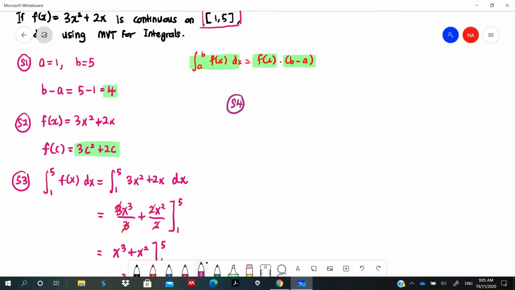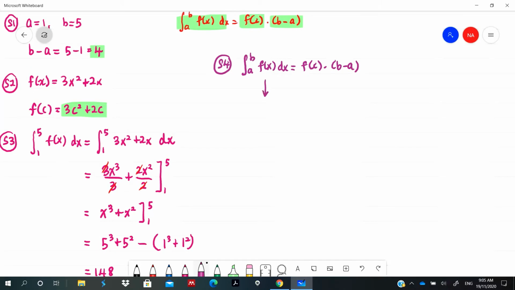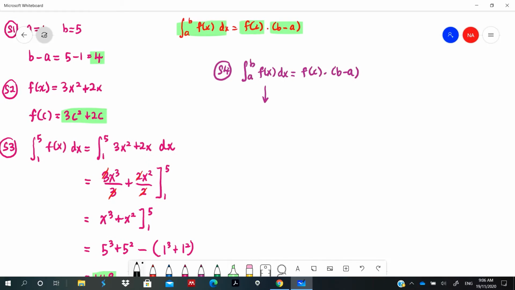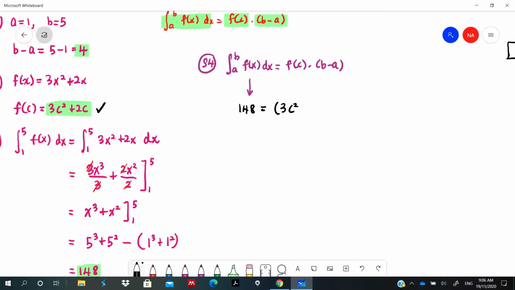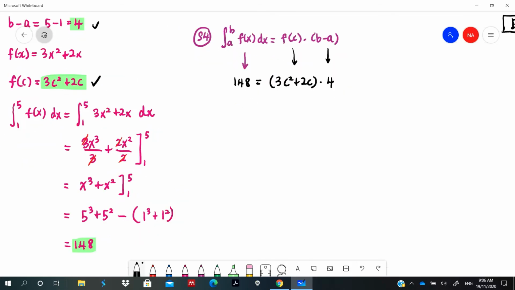So we should firstly write the formula. Let me just write it again so that we can memorize it. f(c) times (b minus a). This value we already have obtained here, which is 148. So I'll just substitute 148 there. So f(c) is given by 3c squared plus 2c, and we have b minus a, which is given by 4. So we have to multiply with 4, something like this.